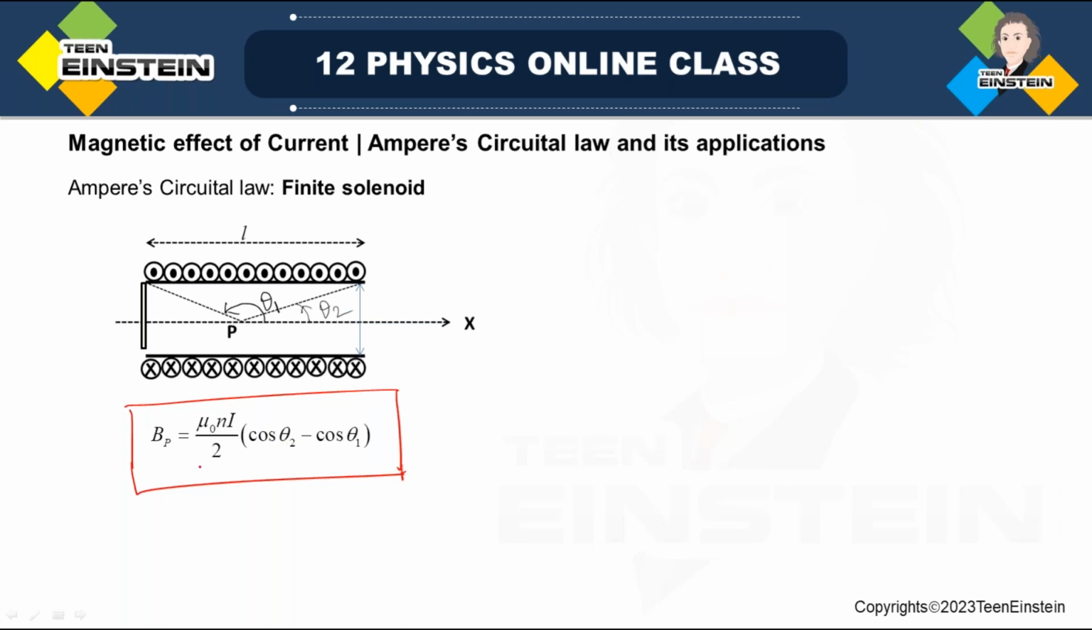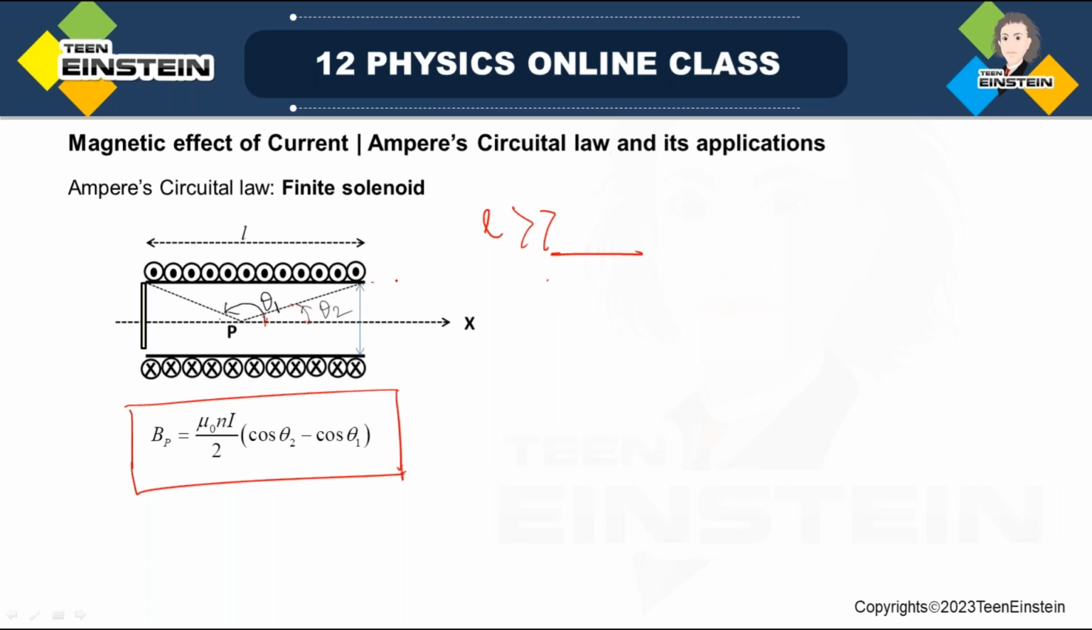Okay, solenoid, and this is the formula for the magnetic field produced by a solenoid at any point P. See, theta 1 is counted from the axis to this side, and theta 2 is counted from the axis to this side, like this.